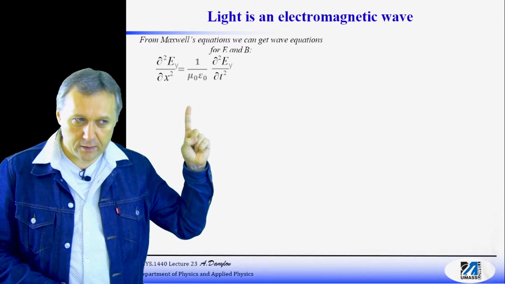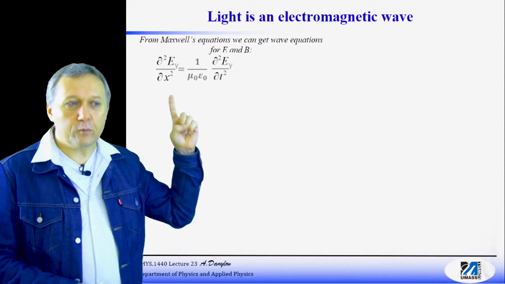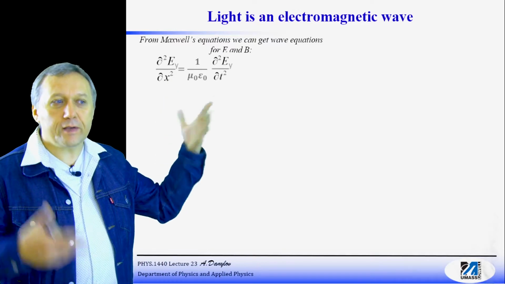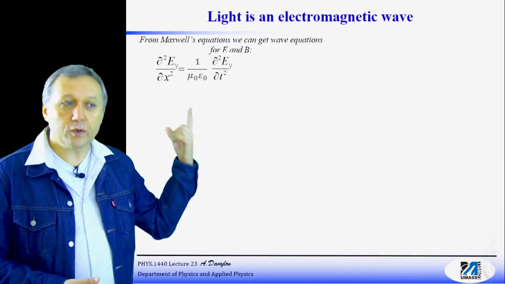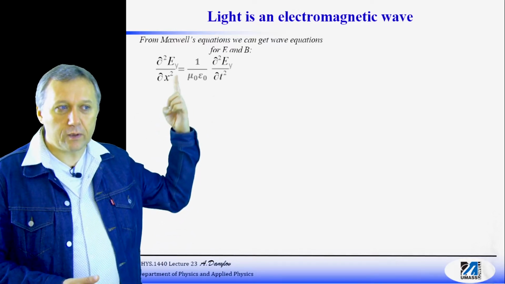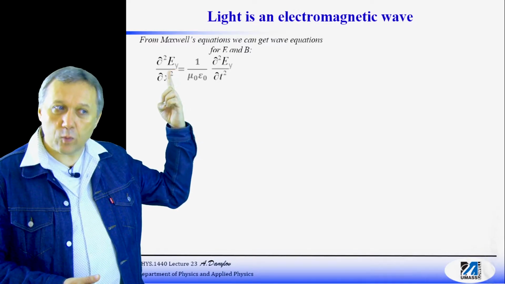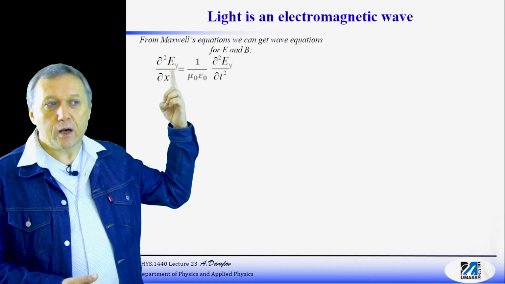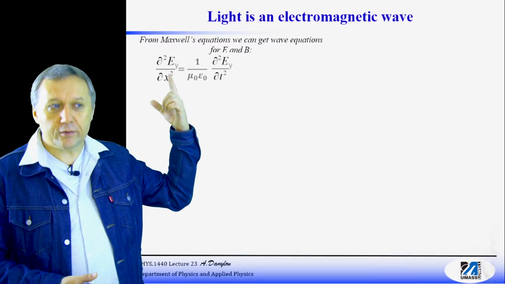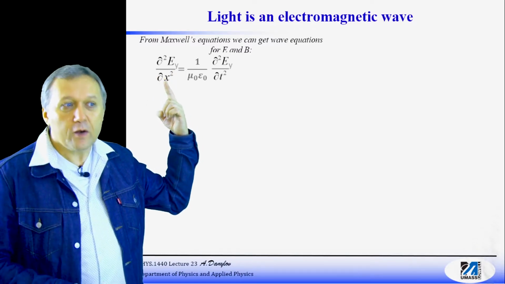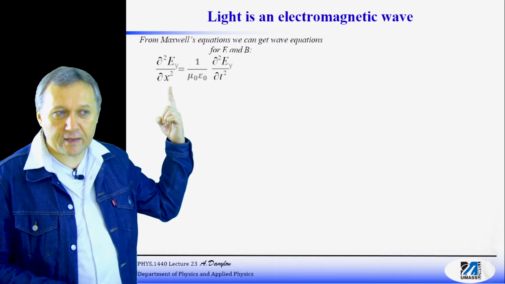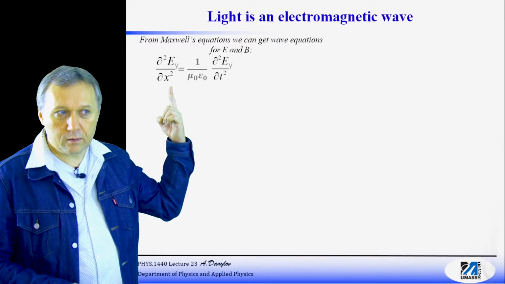But in this case, what creates this traveling wave? What oscillates, creating this traveling wave? The electric field in the y direction. The electric field oscillates in the y direction, creating a traveling wave which propagates along the x axis.